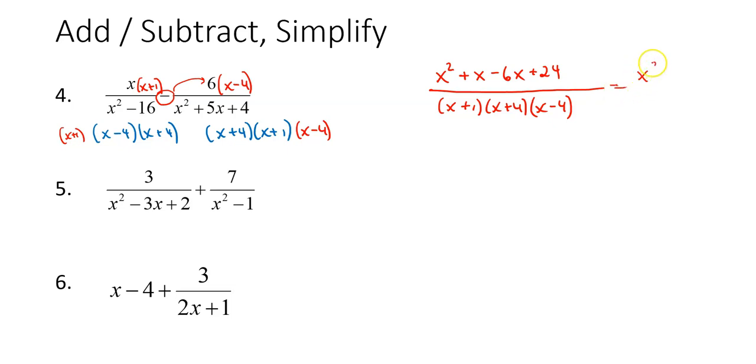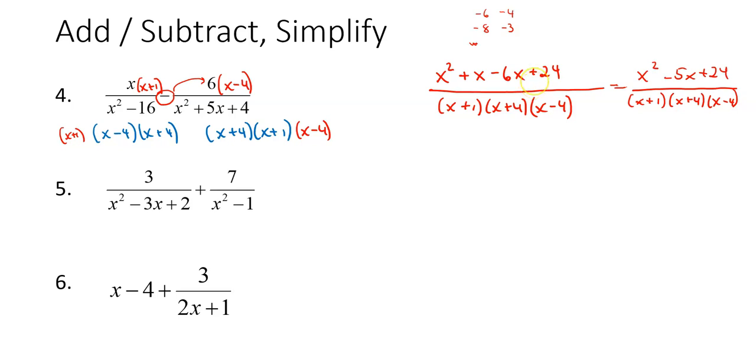So this gives me x squared minus 5x plus 24 all over x plus 1, x plus 4, x minus 4. All right, can I simplify that top at all? I'd be looking for factors of 24 that have the same sign and add up to negative 5. So negative 6, negative 4, that does not add up to negative 5. Negative 8 and negative 3, that adds up to negative 11. And I can see that the numbers are getting bigger. So I'm going to go with that top doesn't simplify.